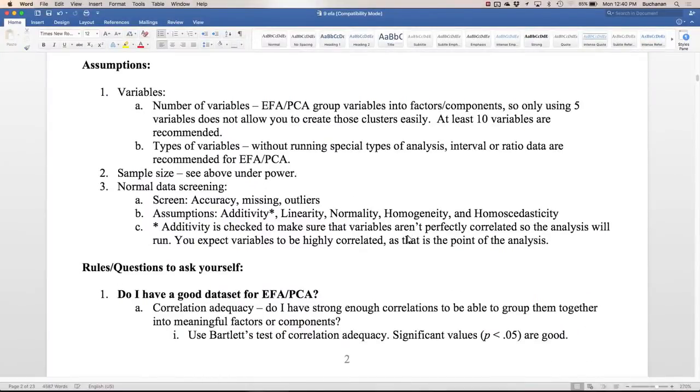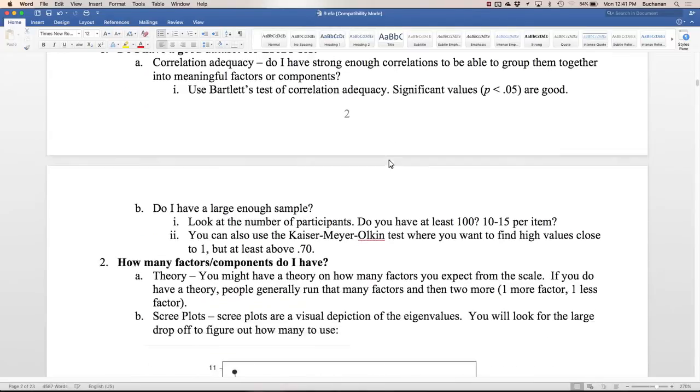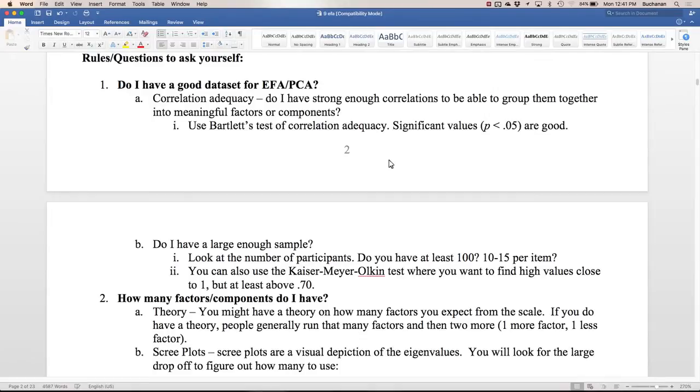Okay, where am I? Normal data screening, blah, blah, blah. For additivity, we're just making sure they're not perfectly correlated, because then it won't run. Okay, the point is that the questions are correlated, so just no perfect correlations. Okay, so I'm going to go through the steps that you take with EFA, and then we'll try one.